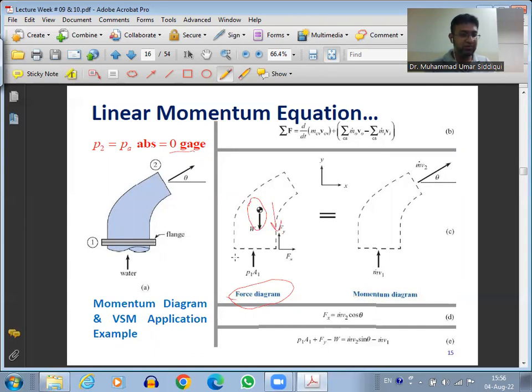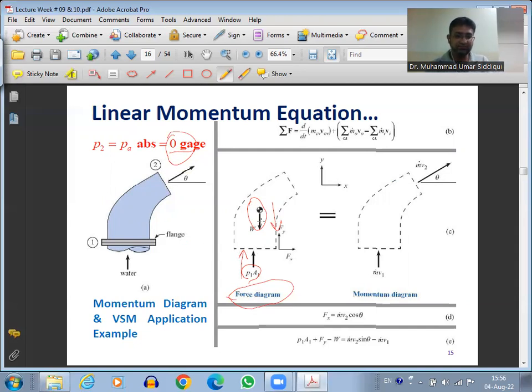Then, because the fluid is coming from this end, there will be some pressure in the fluid. Whatever the pressure of the fluid, the force due to the pressure is shown here, P1A1. So we are showing two forces here, weight and the force due to the pressure, and that's it. No other force. Outside we have atmospheric pressure, but atmospheric pressure is considered zero gauge, so there will be no force corresponding to that.